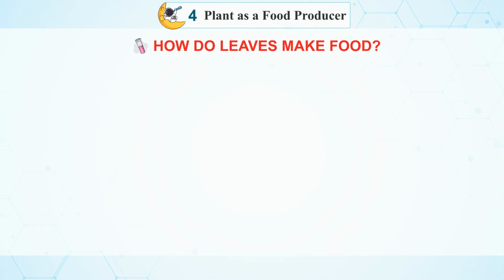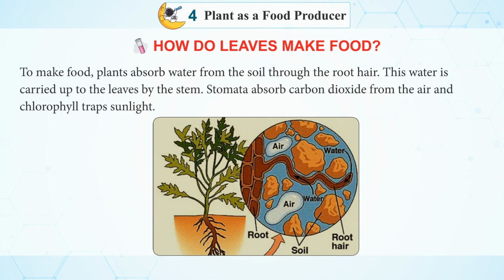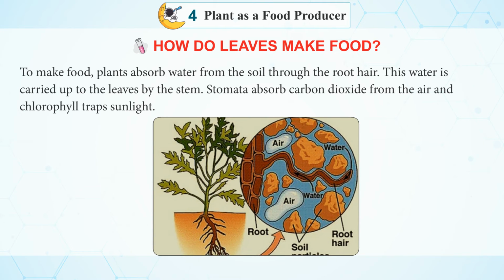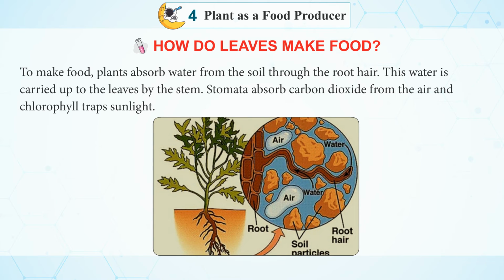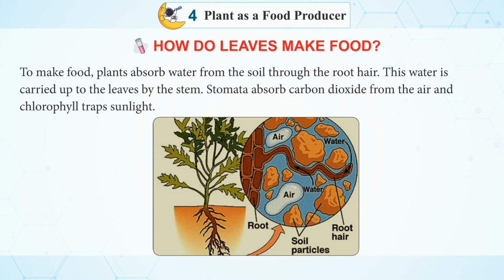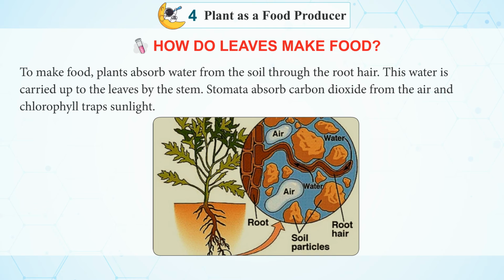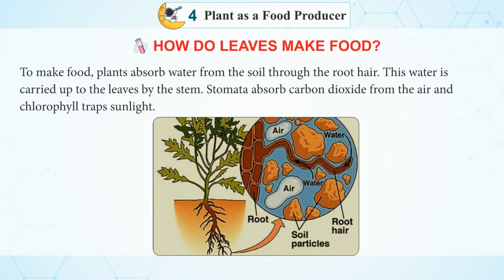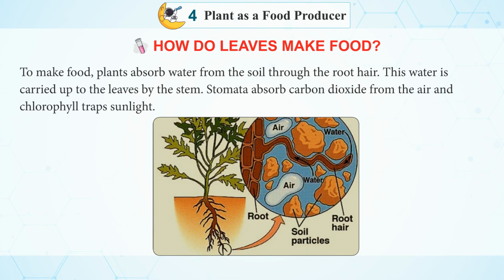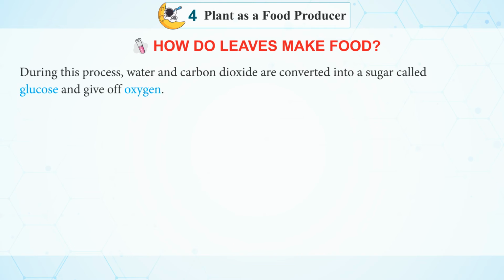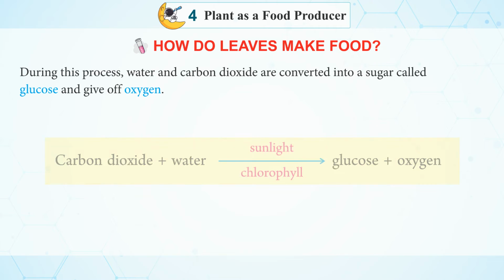How do leaves make food? To make food, plants absorb water from the soil through the root hair. This water is carried up to the leaves by the stem. Stomata absorb carbon dioxide from the air and chlorophyll traps sunlight. During this process, water and carbon dioxide are converted into a sugar called glucose and give off oxygen. Carbon dioxide plus water, in sunlight and chlorophyll, gives glucose plus oxygen.